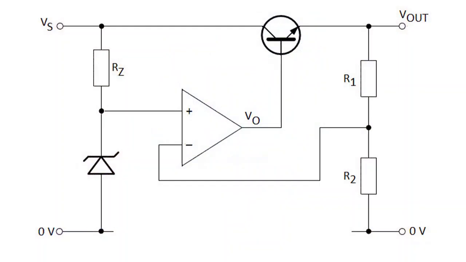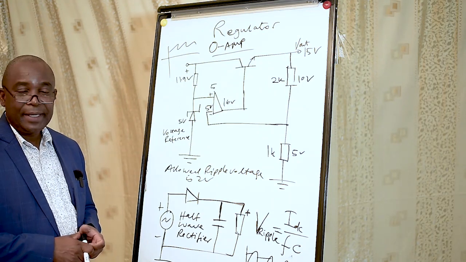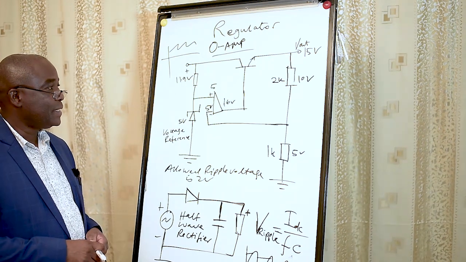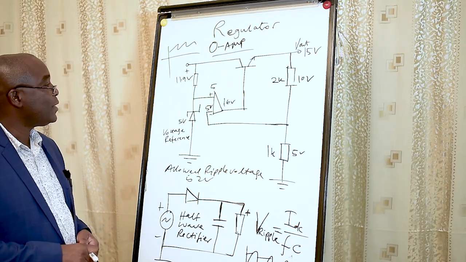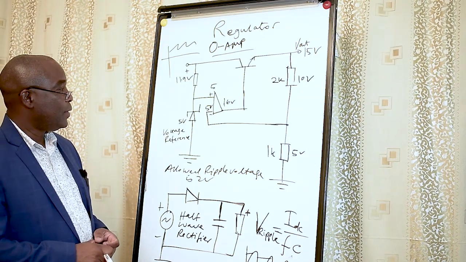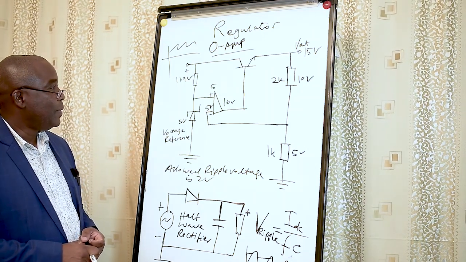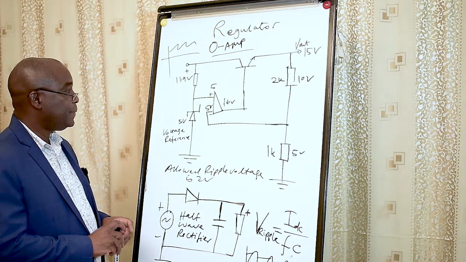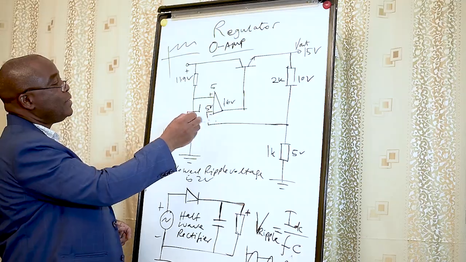We are continuing with the power supply issues. Here we have a circuit of a regulator. In a power supply, we have a regulator, and this is a basic circuit of a regulator, which comprises of what we call an op-amp. Op-amp is the operational amplifier.